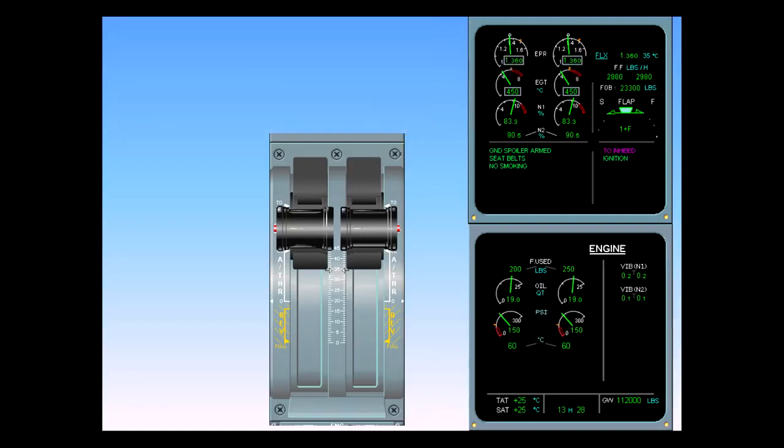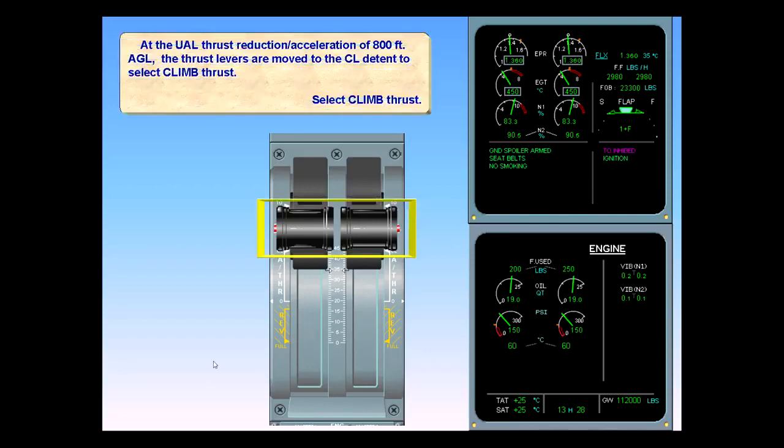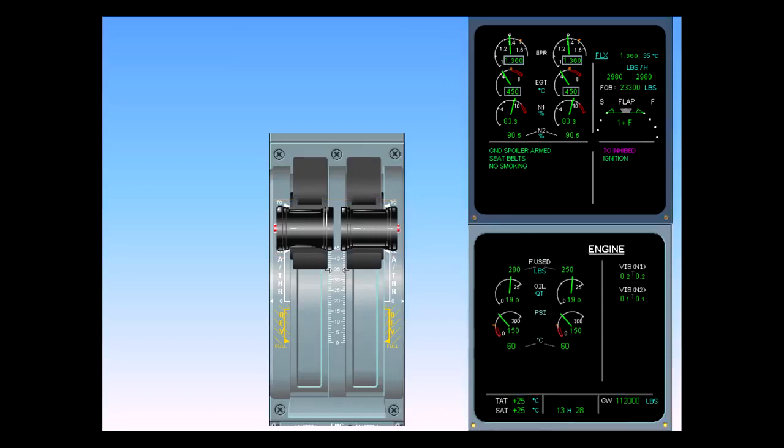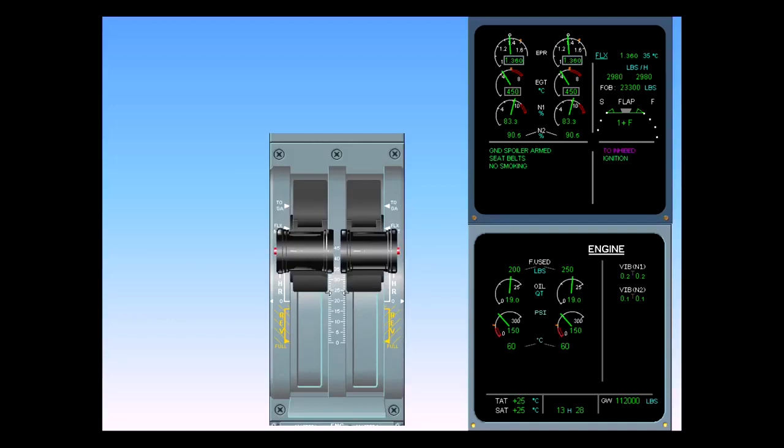At the United Airlines Thrust Reduction Acceleration of 800 feet AGL, the thrust levers are moved to the CL detent to select Climb Thrust. During takeoff, the auto throttle system has been in the armed mode only. As soon as the throttles are placed in the Climb detent, auto thrust is automatically engaged. The thrust limit mode turns to Climb and the EPR rating limit changes.